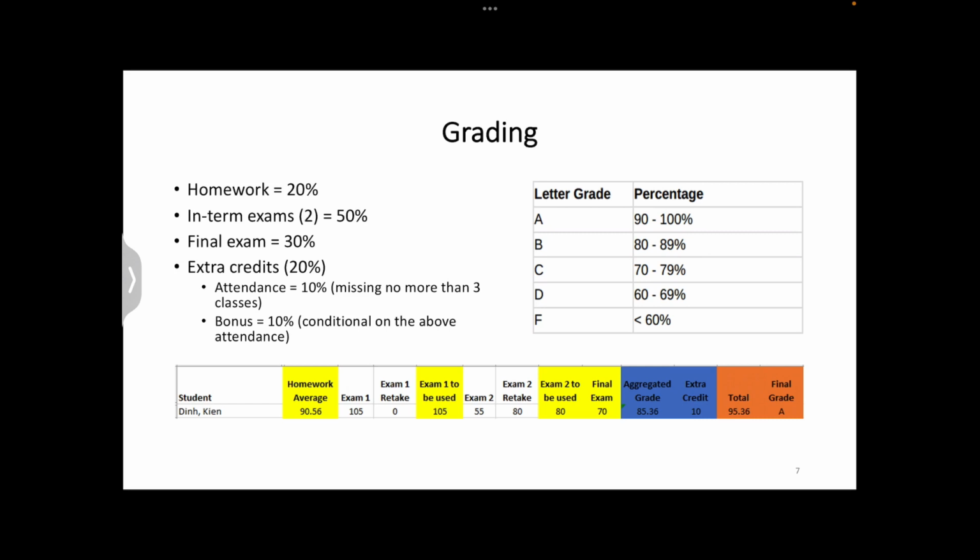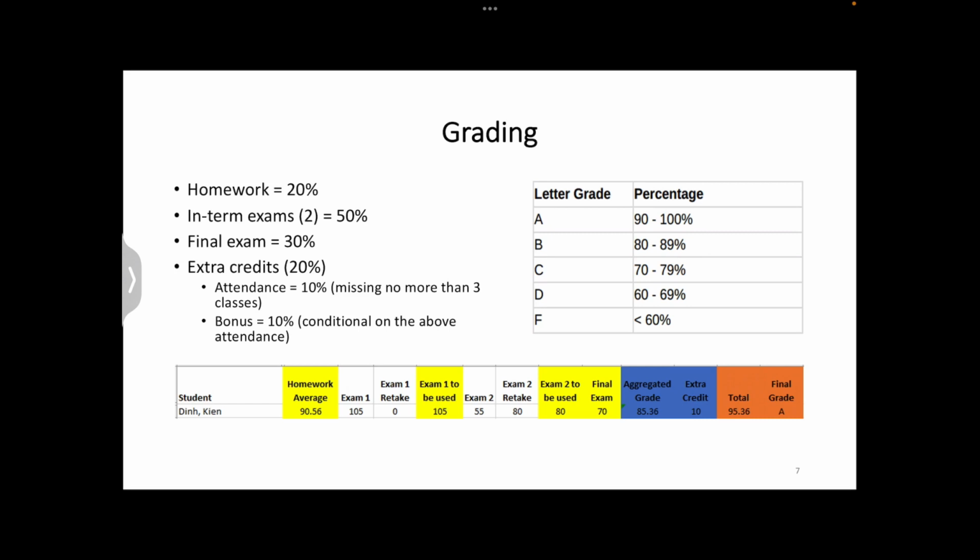Now I will use a fictional student to illustrate how your final grade will be determined. Suppose this student gets 90 for the homework, 105 for exam 1, 80 for exam 2, and 70 for the final exam. His aggregate grade before extra credit will be 85. Let's say he has 10 points of extra credit for his attendance. His final grade will be 95 numerically and A alphabetically.